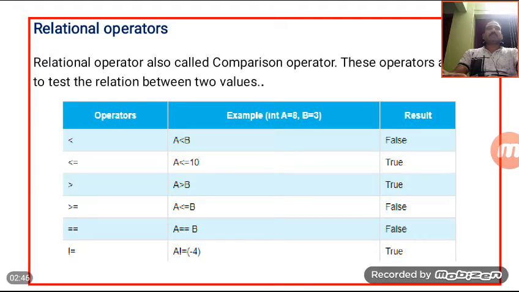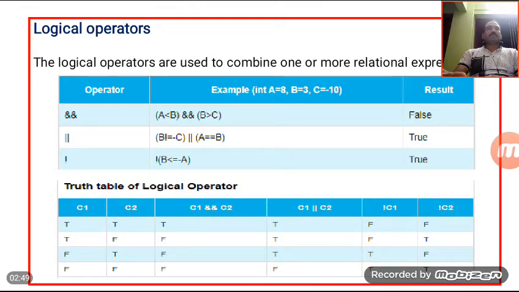Next operator is the logical operator. The logical operators are used to combine one or more relational expressions. Suppose we want to combine two conditions, a < b and b > c, then we need to use a logical operator like a < b, logical operator, b > c. The table shows different types of logical operators with examples and their results. The second table shows the truth table of logical operators.